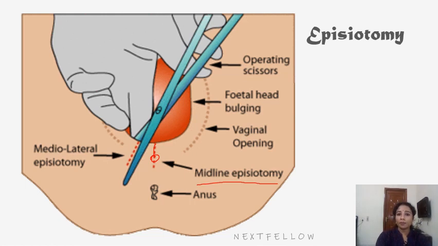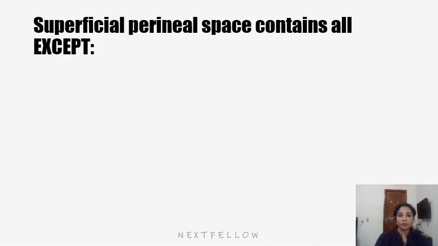The next is the mediolateral episiotomy, which is shown here. The line is shown here, mediolateral episiotomy, and it starts at the frenulum of the labia minora and proceeds at a 45 degree angle, cutting through the skin, vaginal wall and bulbospongiosus. So that was about the episiotomy.